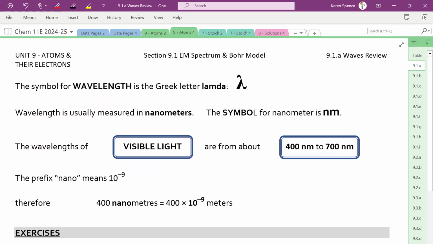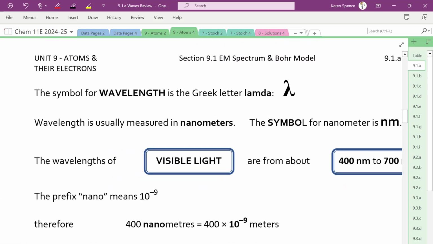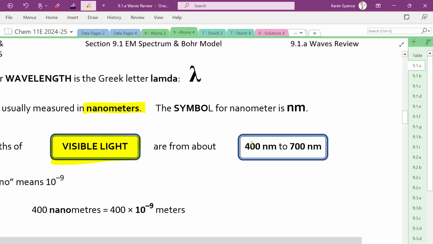And this is just reiterating that the wavelength, the symbol is lambda, and we measure it in nanometers. And since we are focusing on visible light, the range is from about 400 to 700 nanometers. Okay, and you should just become familiar with that.